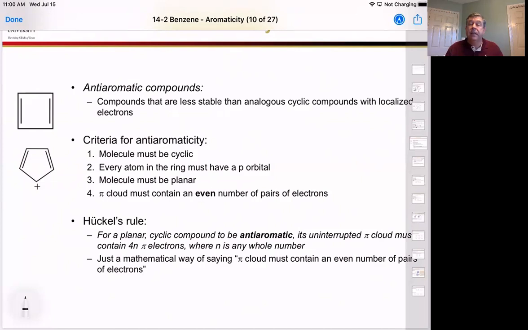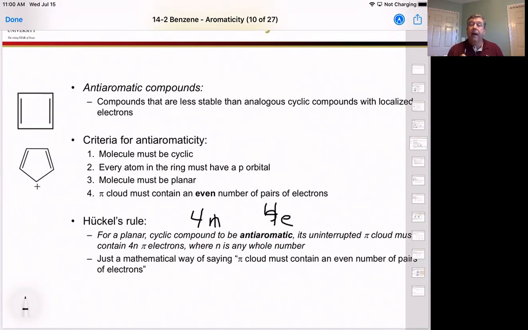For anti-aromaticity, you still have to be cyclic. You still have to have a p orbital on every atom in that ring. The molecule must be planar. However, now you can have an even number of pairs of electrons. What that means is that your Huckel rule changes to 4n, and n can be any number from 1 to 100. It doesn't matter. So if n is equal to 1, that means you have a total of 4 electrons, which is 2 pairs.